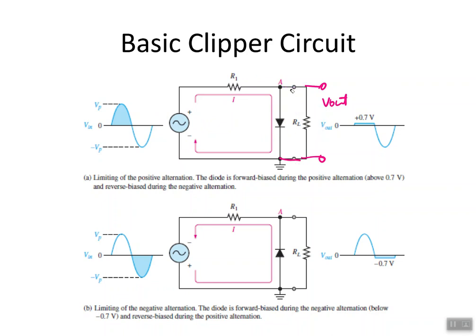So remember, our V out is this voltage across the load resistor, which is the same as the voltage across this diode. Now, to analyze this circuit, we want to look at what happens during both the positive and negative cycles. So in the positive cycle, the direction of the polarity across the power supply is going to be like so. This is going to forward bias the diode.